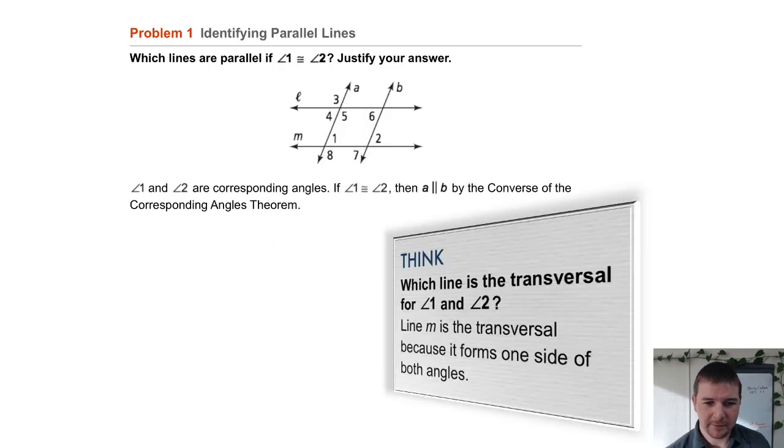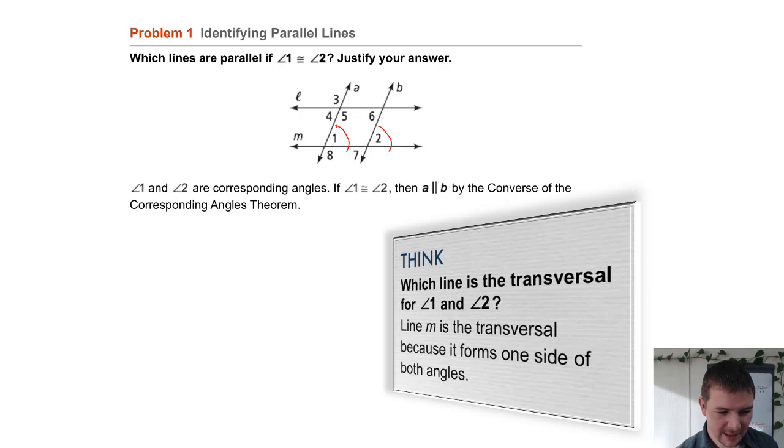Problem number 1, and we'll have at least one got it question after. Which lines are parallel if angle 1 is congruent to angle 2? Justify your answer. So angle 1, we're told, is congruent to angle 2. So I made marks to indicate that to us, and then we're to justify our answer. So we need to figure out, we have 4 lines here. Because we're given angles 1 and angle 2, we're going to use that information to help us determine which are going to be our parallel lines and which will be our transversal.